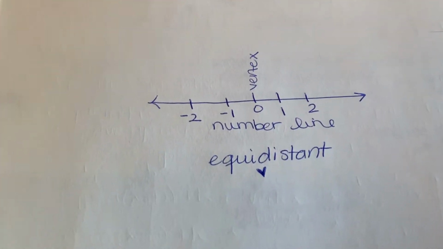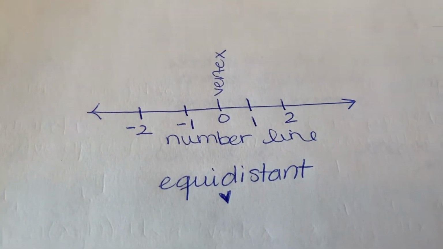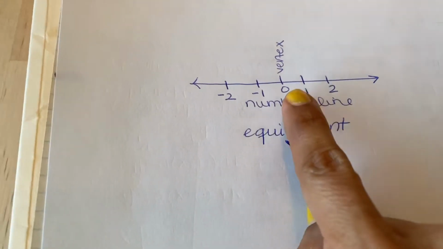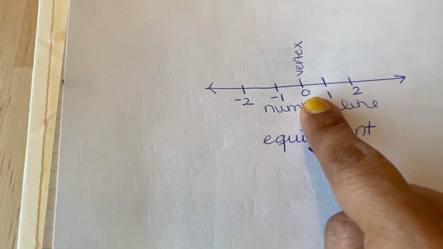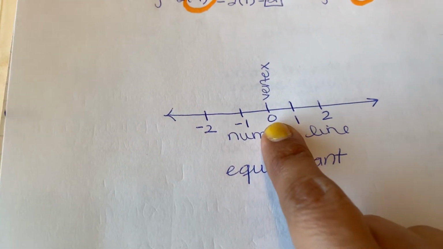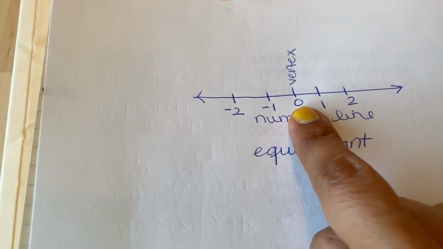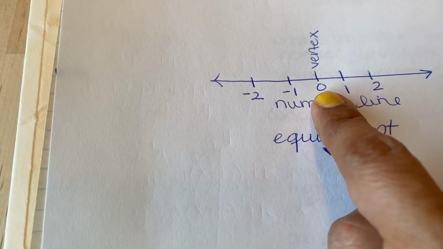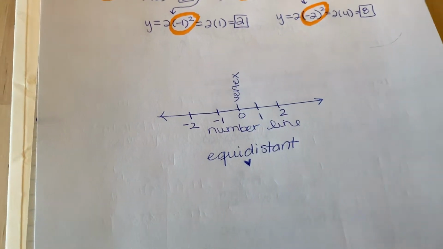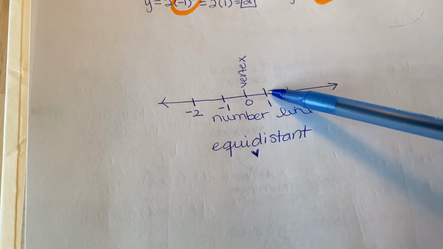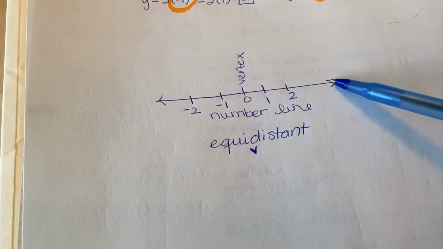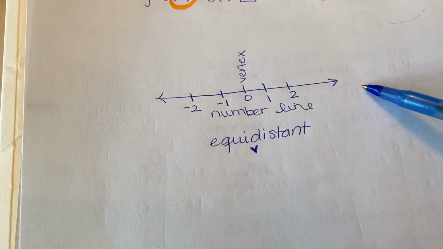Take our number line. You guys know your basic number line. Your origin is 0, so that's your center point. And from there, if you count to the right, you get +1, +2, +3, +4, +5.